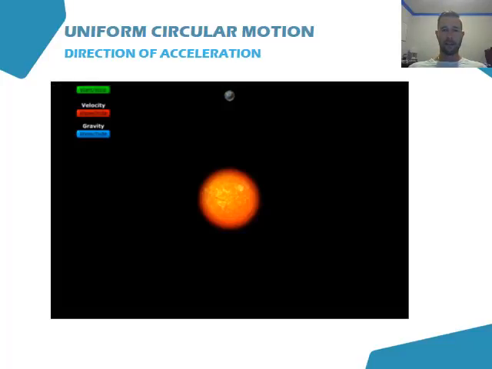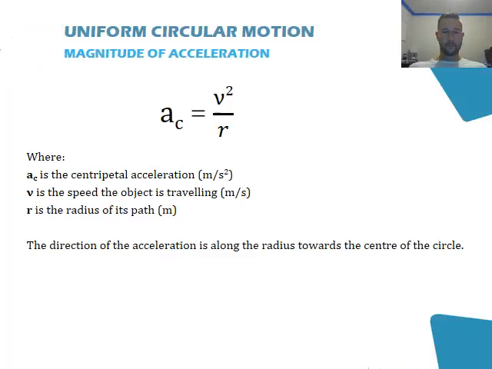This is another animation where the Earth orbits the Sun. Now, although this is not a contact force, the force of gravity is still present, and that is the force that provides the centripetal acceleration.